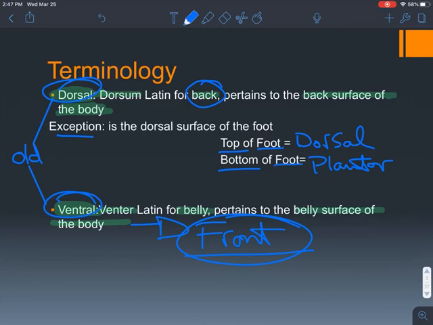Like plantar, I don't know if you've ever heard of plantar fasciitis. Plantar fasciitis is inflammation of the fascia on the bottom of your foot. Just a side note: anything with "itis" at the end means inflamed.